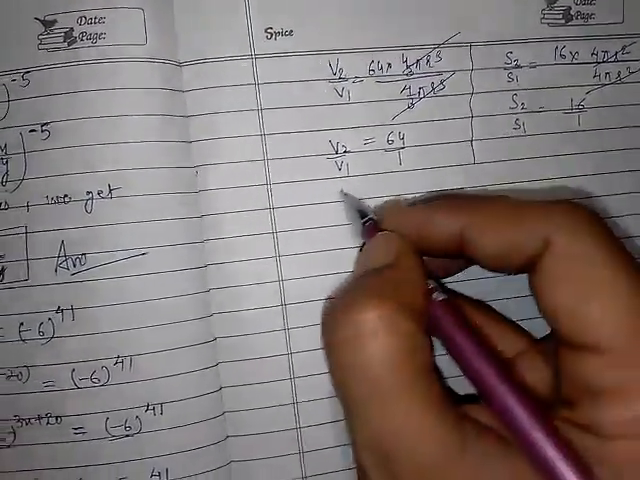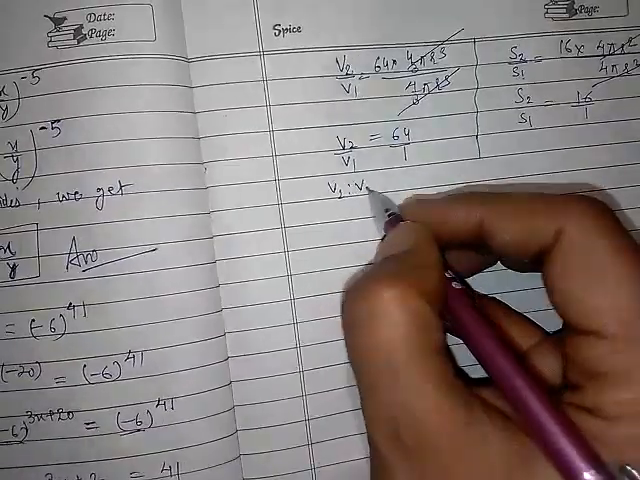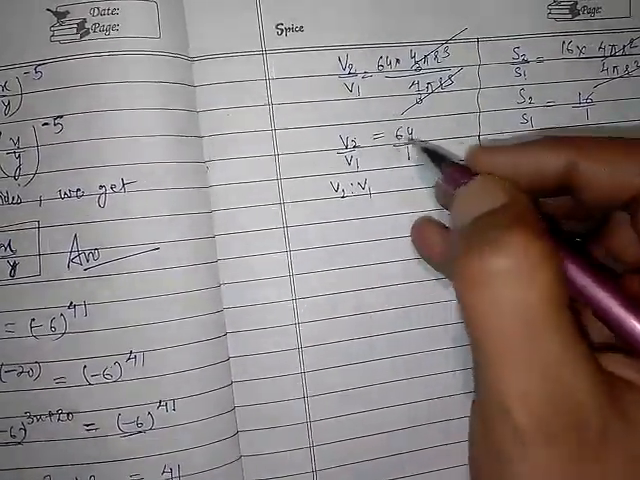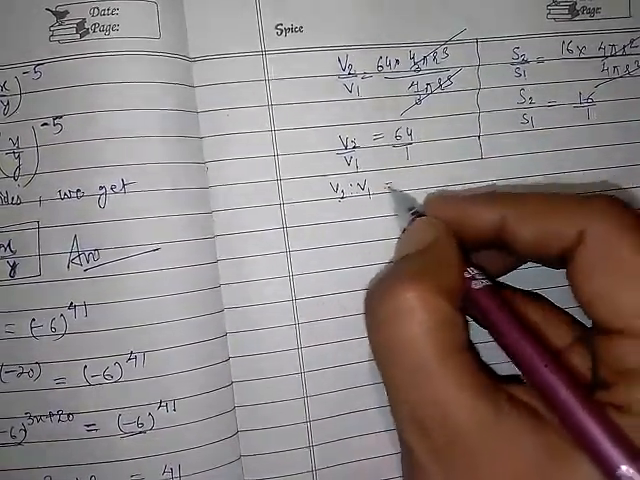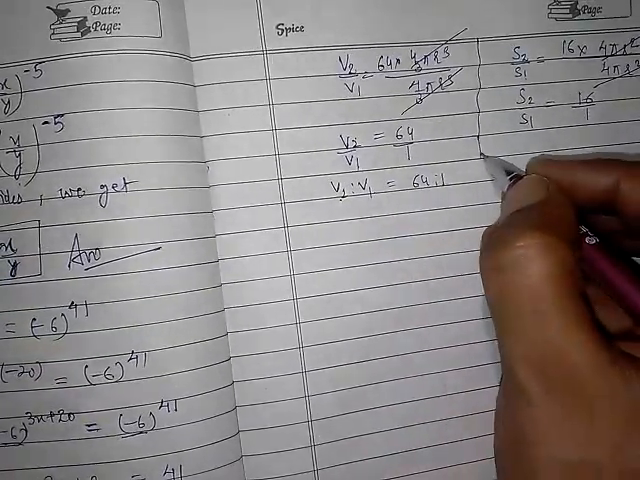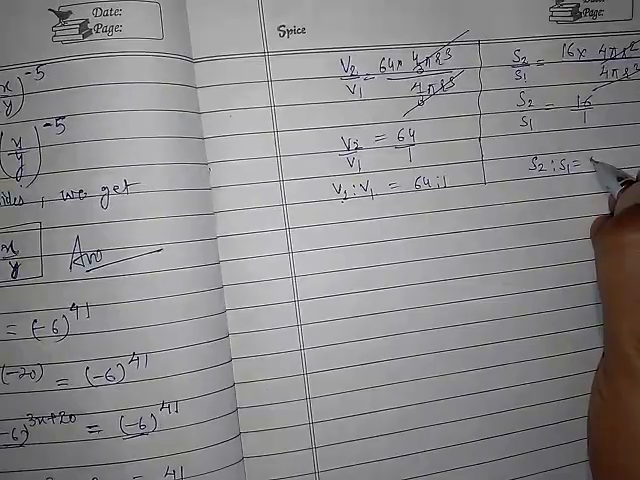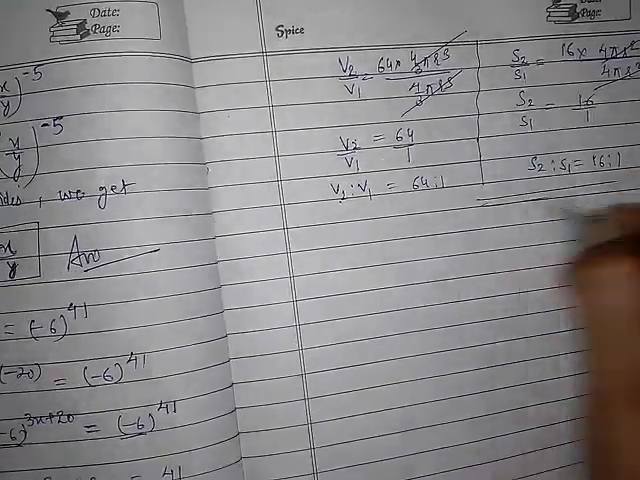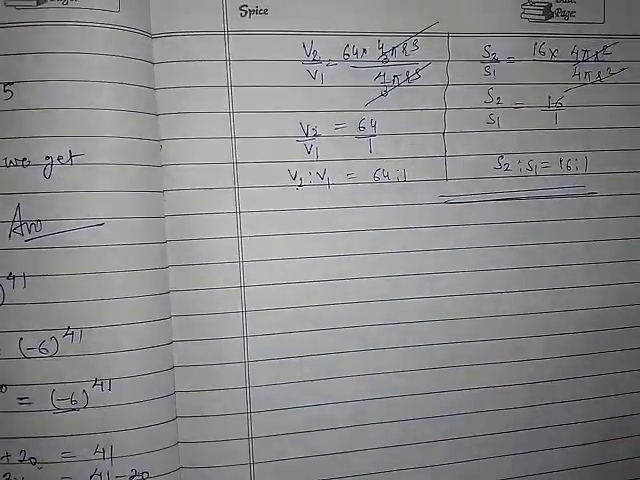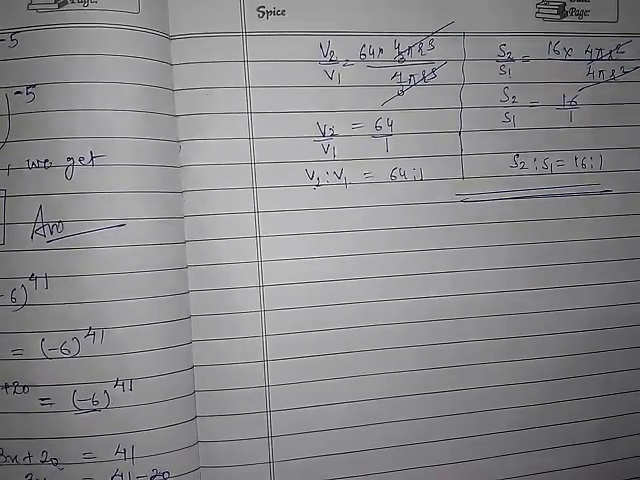So what do you mean by ratio? Here ratio means upon, and upon also means ratio. So V2 ratio V1 will be equal to 64 ratio 1, and S2 ratio S1 will give you 16 ratio 1. Clear? So this is all about your practice number 1.